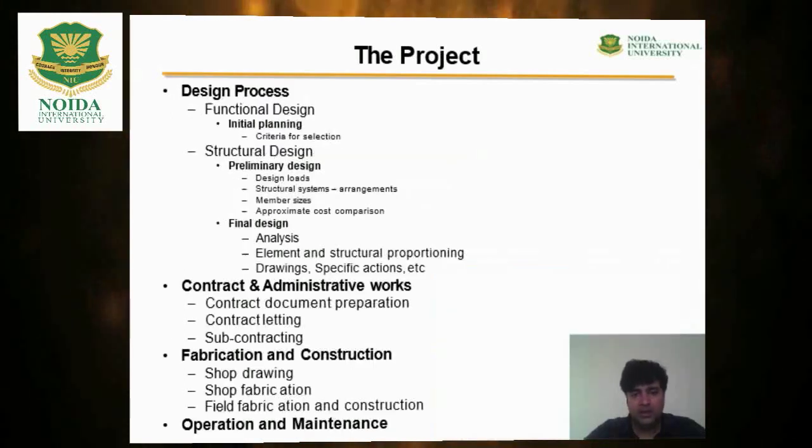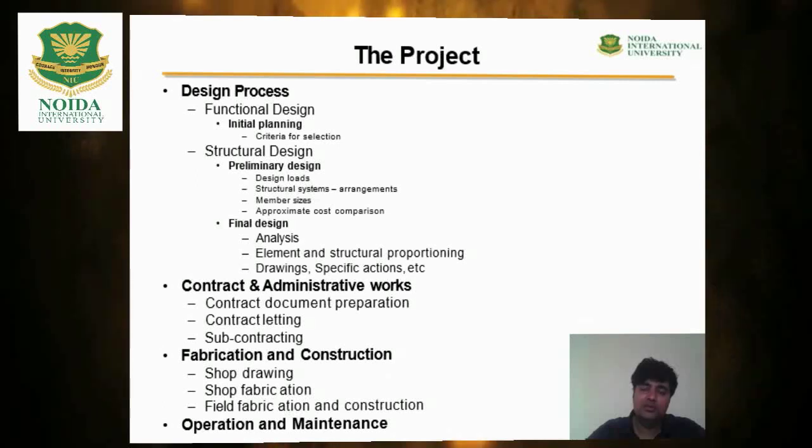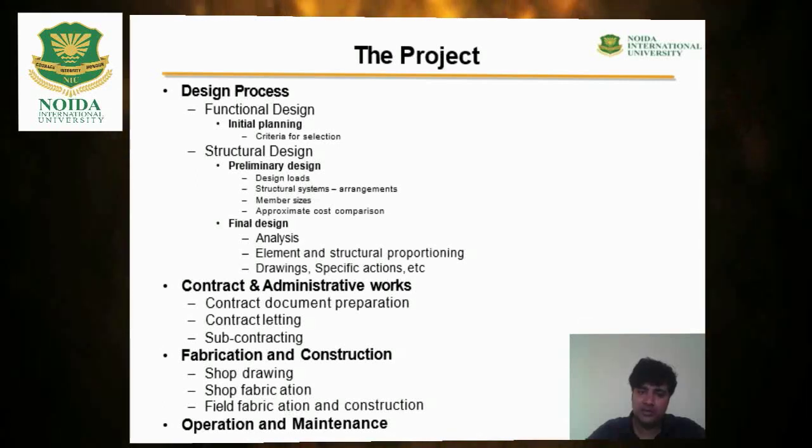Going further, let's discuss the four basic components of the project one by one. The design process has the functional design and the initial planning, and the criteria for selection. In the functional design, we initially plan the design process. Then come the criteria and the selection of the material and the dimensions, everything which we do at the start of the design process.